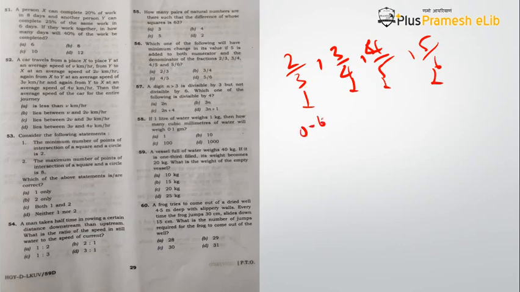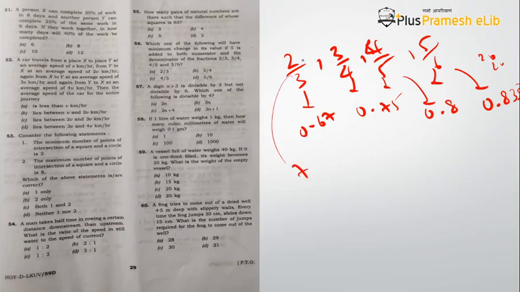So 2 by 3 will be somewhere around 0.67, right? Then 3 by 4 will be 0.75. Then 4 by 5 will be 0.8. And 5 by 6 will be 0.833. Now what you do is you basically make the new fractions by adding 5 in the numerator, 5 in the denominator. So this will be 2 plus 5 7, 3 plus 5 8. 3 plus 5 is 8, 4 plus 5 is 9, 4 plus 5 is 9, 5 plus 5 is 10, and this is 10 upon 11.